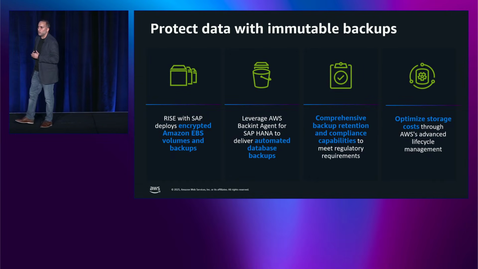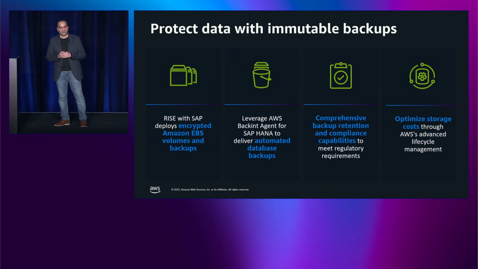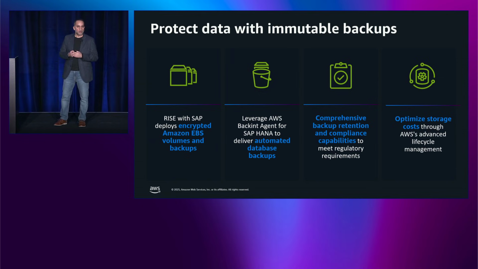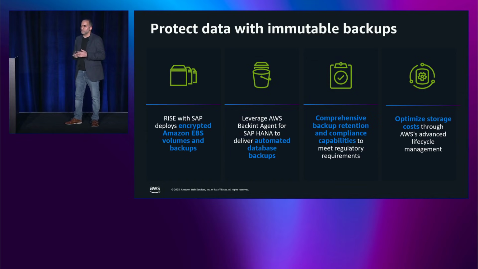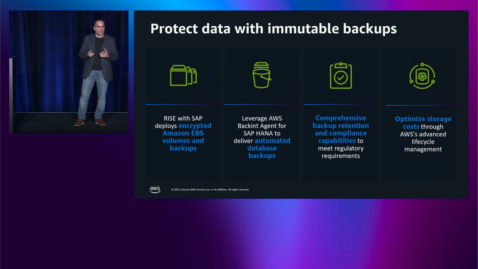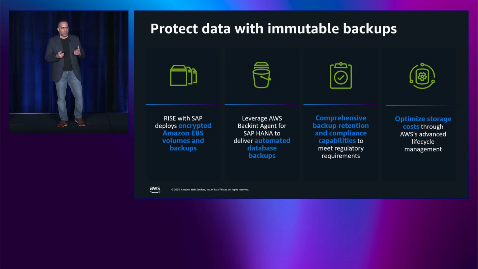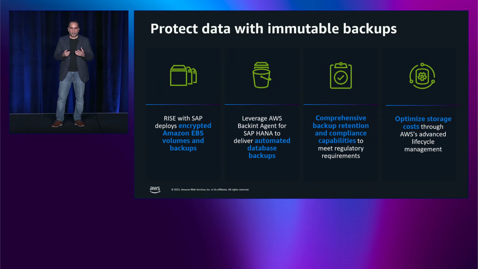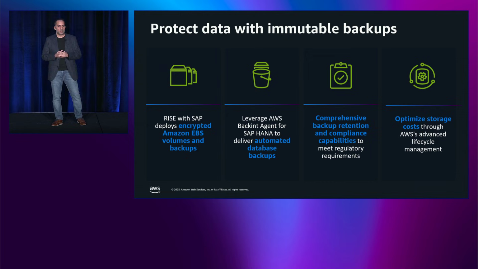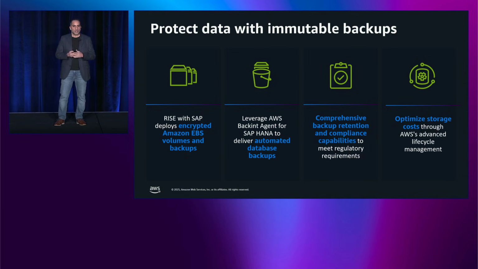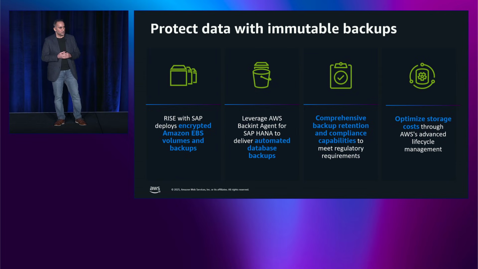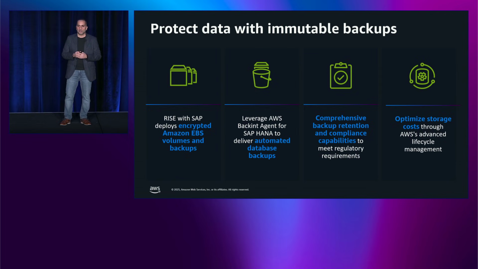Let's now take a look at some of the backup capabilities. SAP on AWS uses encrypted Amazon EBS volumes and backups by default. AWS Backint Agent for SAP HANA delivers automated backups with comprehensive backup retention and compliance capabilities to meet regulatory requirements. AWS lifecycle management helps to ensure storage optimization while maintaining data protection integrity.